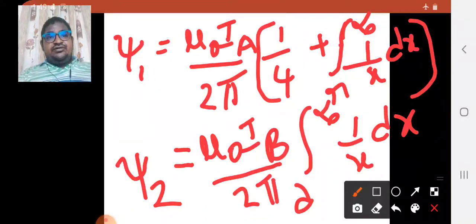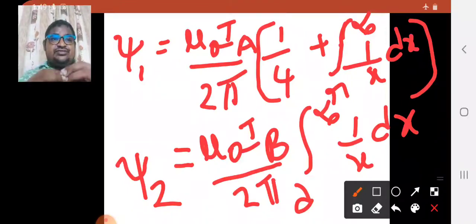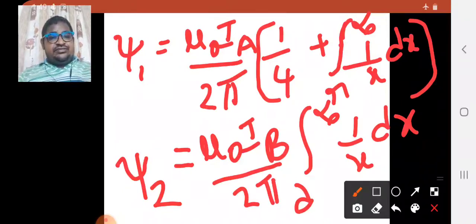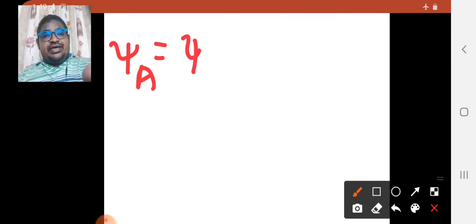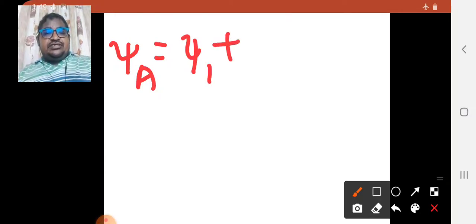What you have to do is add these two. That means the total flux linkage psi is equal to psi A, because I am calculating for the conductor A, psi 1 plus psi 2.